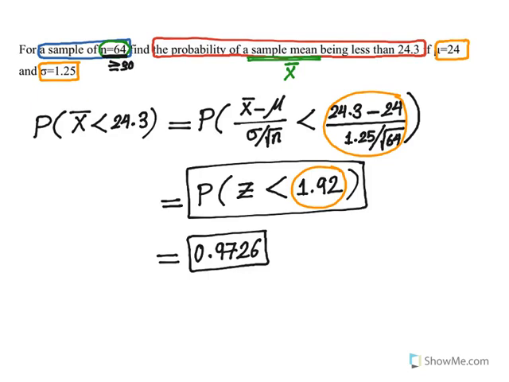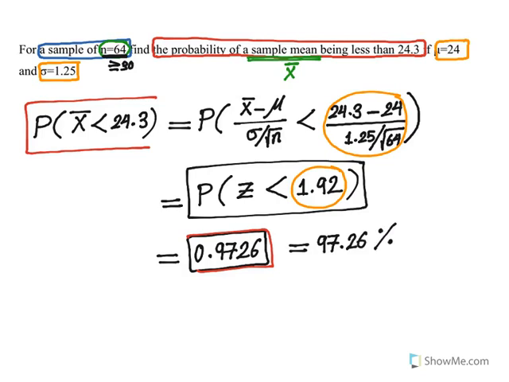That's the probability that the sample mean is less than 24.3. So the answer is here. And if you want it as a percentage, of course, it's 97.26%. And this solves this question.